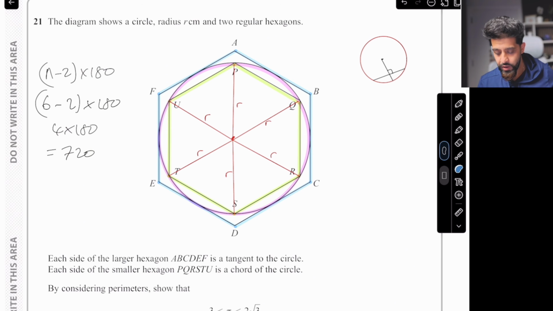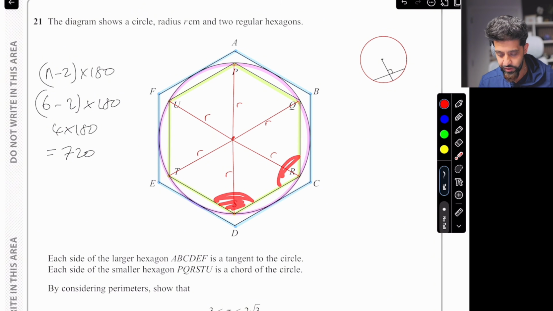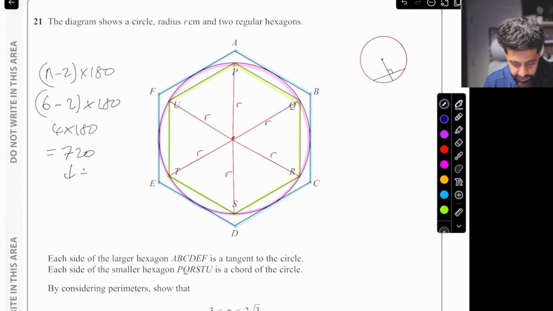And then we can work out one of the angles of this hexagon. It could be this one, for example. All of these are the same. So we do 720 divided by the 6 angles that we have, and we get 120. So we have 120 degrees for each internal angle.